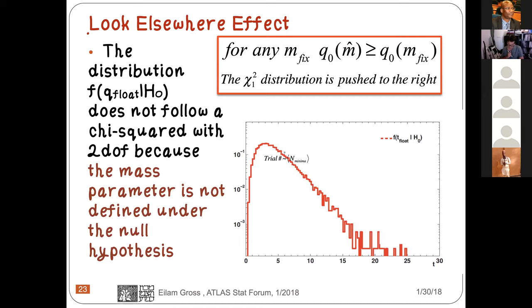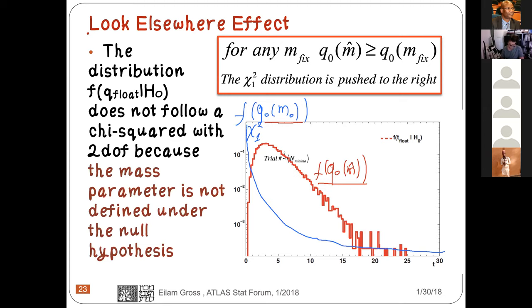And what happens is that if I look at a specific mass, I know that the distribution of Q will be a chi-squared with 1 degree of freedom. That's the distribution of Q0 at some specific M0. Now the distribution of Q0 at the mass M hat that maximizes the likelihood will always be bigger than this, because in some cases M hat will be M0 so they will be equal, but in most cases M hat will be different and the test statistic will be bigger because the fluctuation will be bigger. So it will be pushed to the right, to higher values of the test statistic.